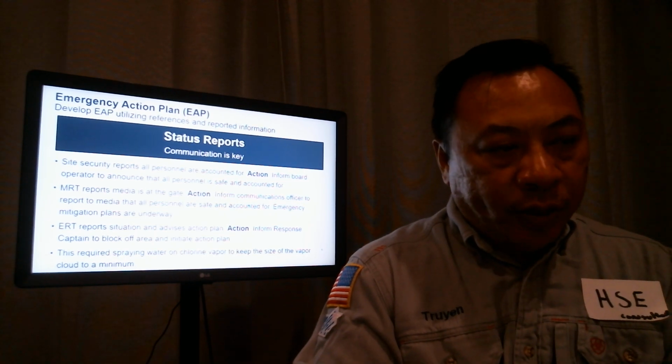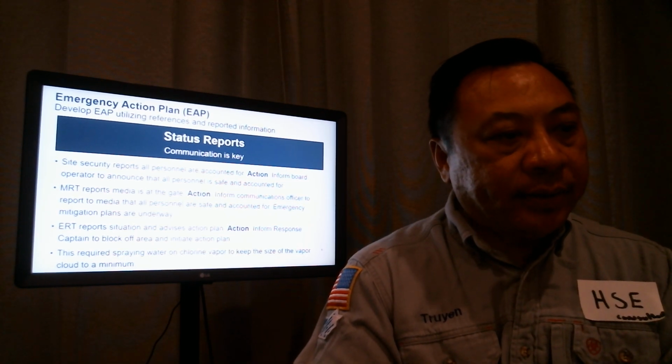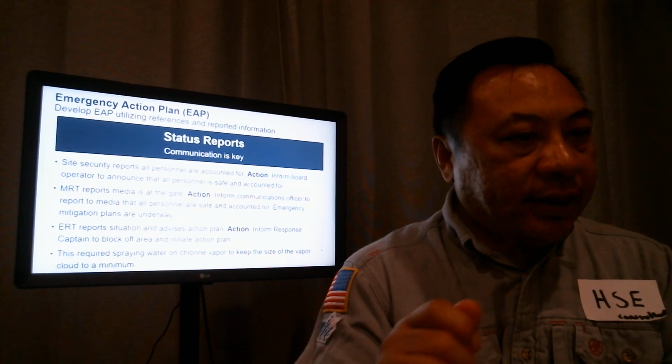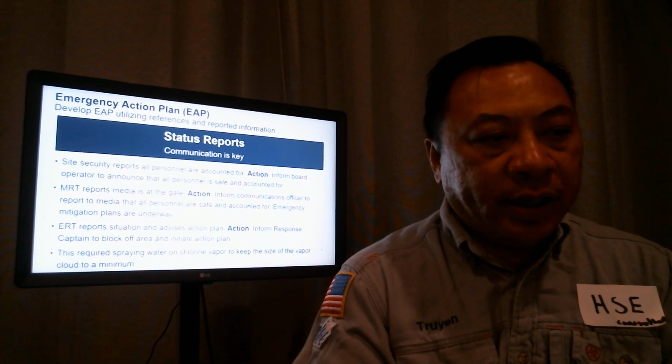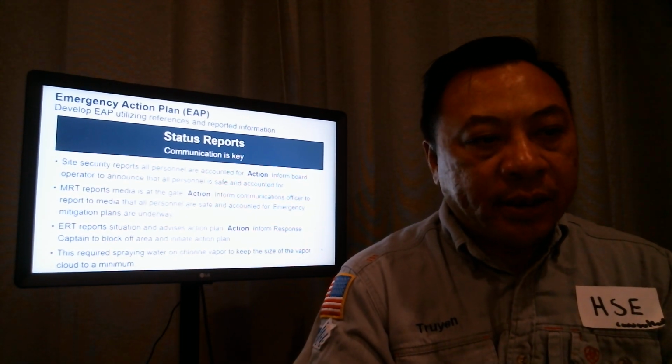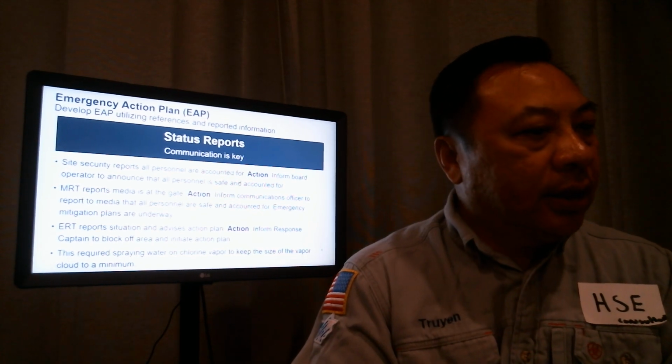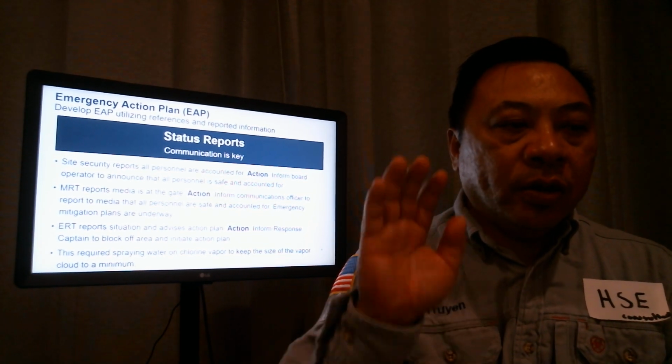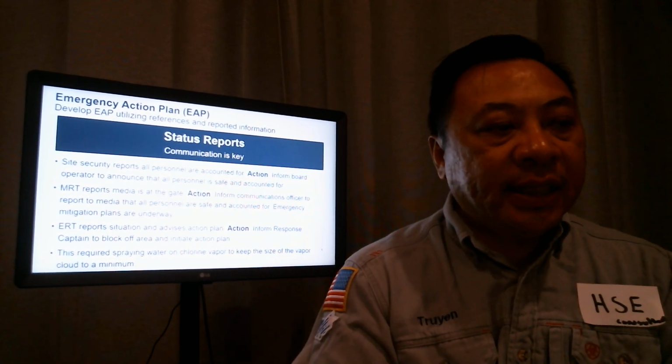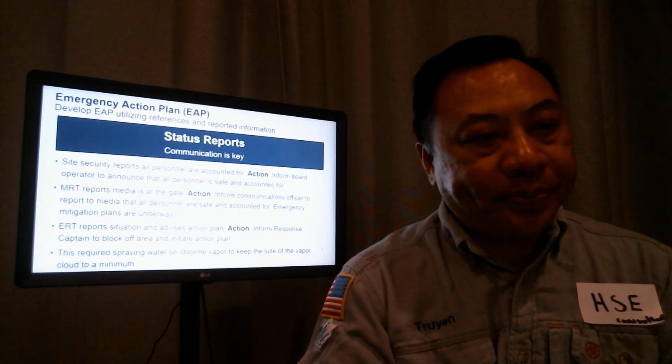ERT reports the situation and advises the action plan. Okay. Their advice was to block off the area and initiate the emergency actions. This required spraying water on the chlorine vapor to keep the size of the vapor cloud to a minimum.